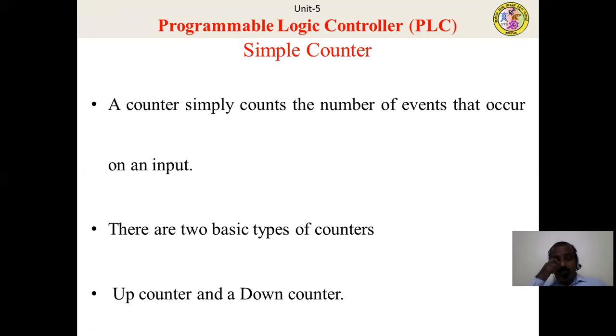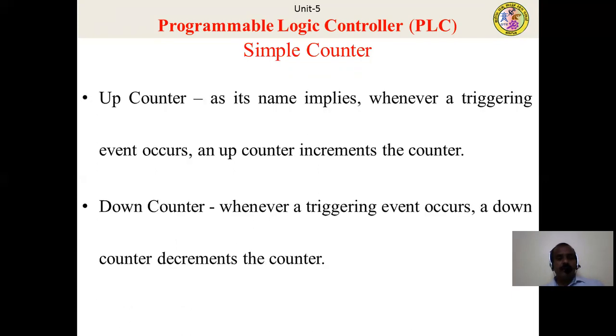Coming to the next topic, that is a simple counter. What is a counter? The counter counts the number of events that occur on an input. Instead of counting the time, it just counts the number of events. There are two types of counters, up counter and down counter. In an up counter, whenever a triggering event occurs, an up counter increments the counter. In a down counter, whenever a triggering event occurs, a down counter decrements the counter.